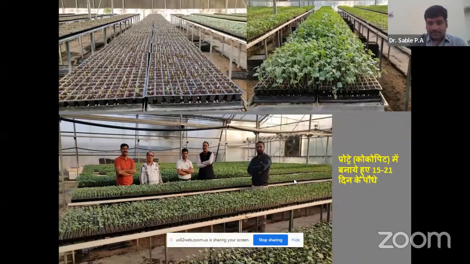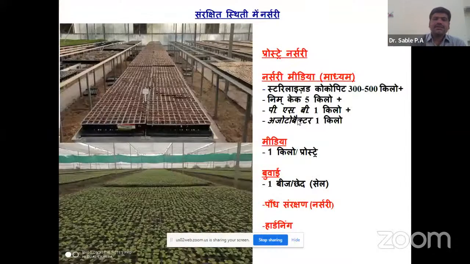Now, these are other vegetables, cucurbits like watermelon, as you can see here. And this is the protected structure, protected condition, but the plant protection management we have discussed earlier, like for sucking pests and fungal diseases. And here we can see the preparation of seedlings in portrays in a protected structure. Now, growing media is very important for vegetable seedling production. And the media should also be sterilized so that we can avoid the entry of fungus as well as nematodes from the seedling stage to the main field.